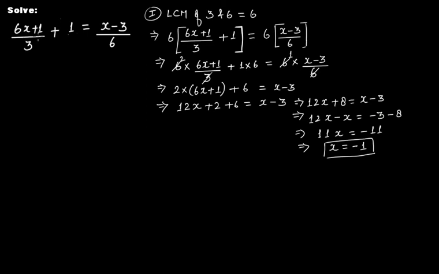This is 6x plus 1 by 3 plus 1 is equal to x minus 3 by 6. This 1 can be written as what? 1 by 1. The LCM of 3 and 1 is what? The LCM of 3 and 1 is 3.